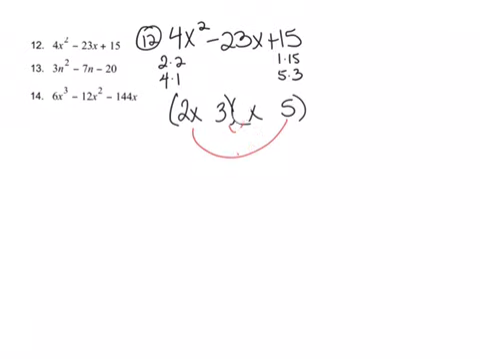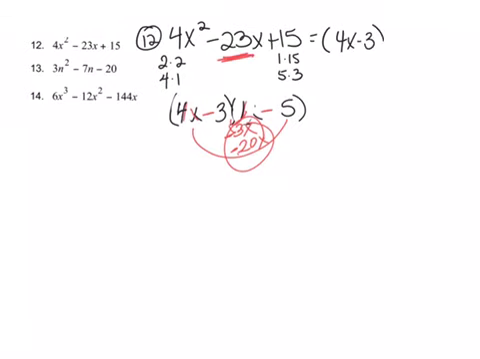So let's change it, because if I move the 5 and 3, it ends up being the same. So let's try 4 and 1. So my outside is 20x, and my inside is 3x. Will that give me a 23? Yes, it needs to be negative 23, so they both are negative. So my answer is 4x minus 3 times x minus 5.